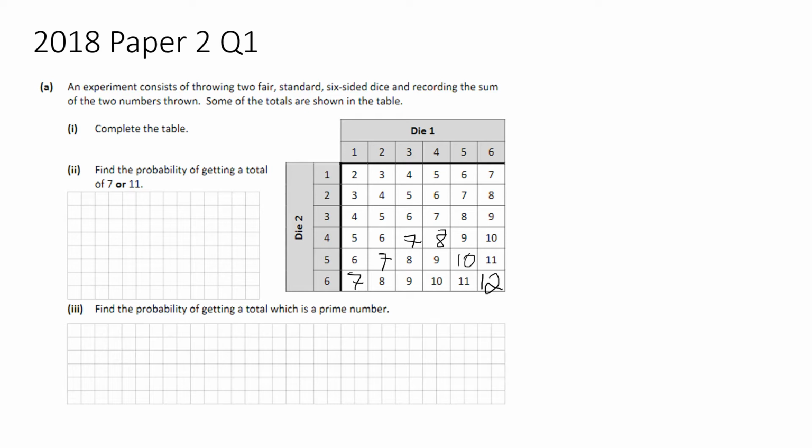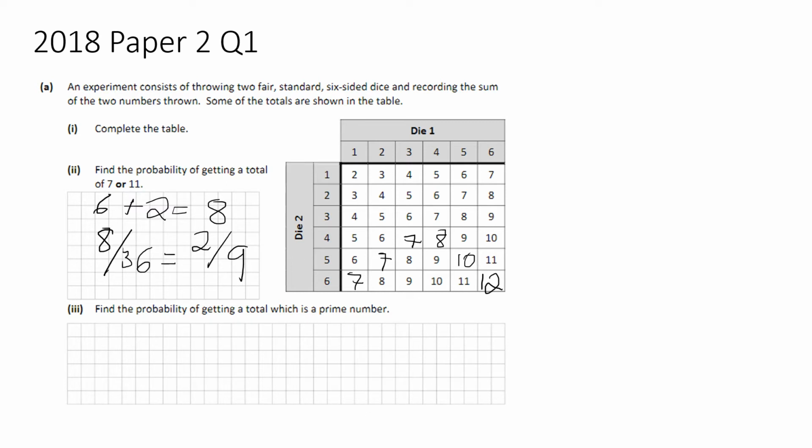What they're asking you in part 2 then is to find the probability of getting a total of 7 or 11. So for 7, there's 1, 2, 3, 4, 5, 6. And for 11, you have 1, 2. So that's 6 add 2, which is 8. Because they're asking you for a probability, we have 8 possible outcomes to choose from out of all of the possible outcomes which are here. So 6 times 6 here is 36. We can also simplify that, and that is 2/9 because they're both divisible by 4, and you can use your calculator to do that bit.